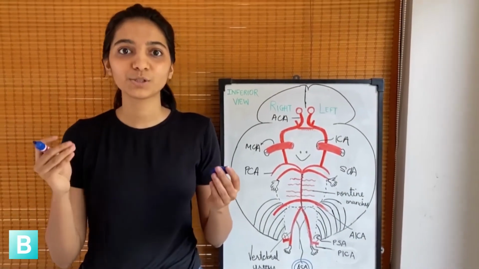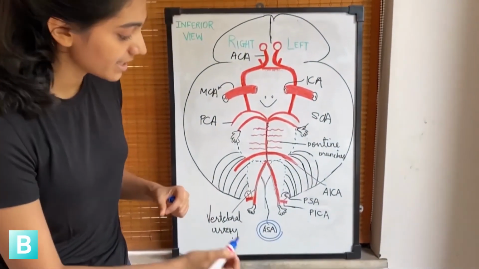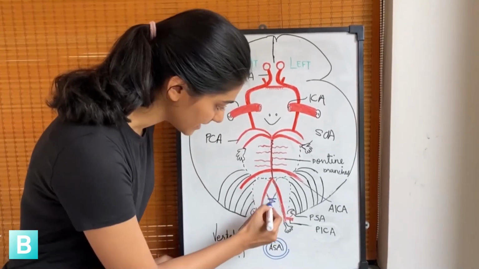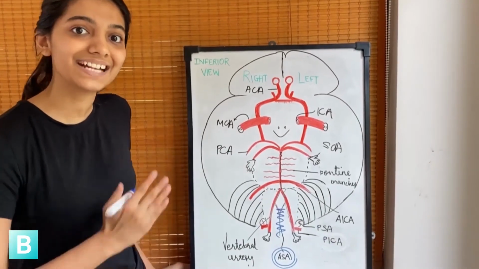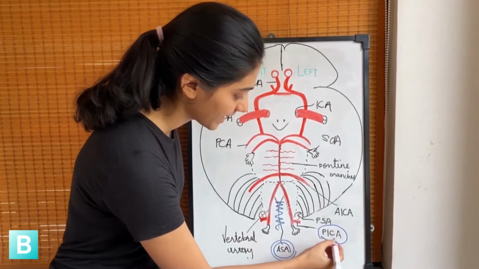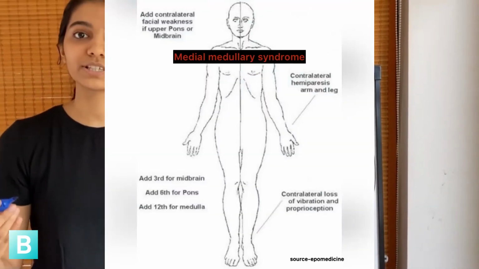I'd just like to give you two important points of clinical relevance here. The artery that gets affected in the medial medullary syndrome is the anterior spinal artery, and the artery that gets affected in the lateral medullary syndrome is the PICA. Hence, the lateral medullary syndrome is also called the PICA syndrome or the Wallenberg syndrome.